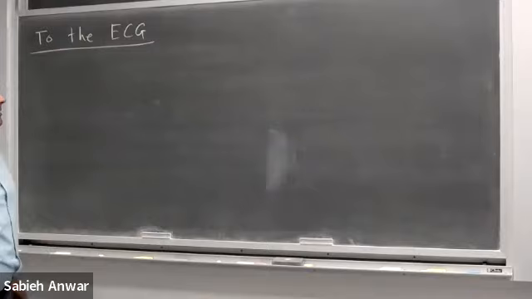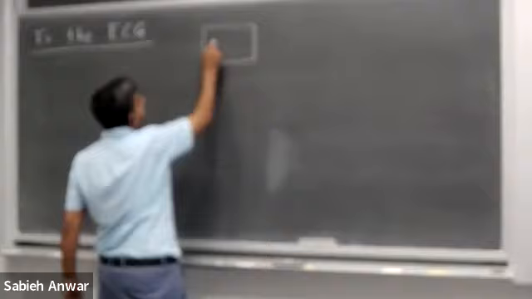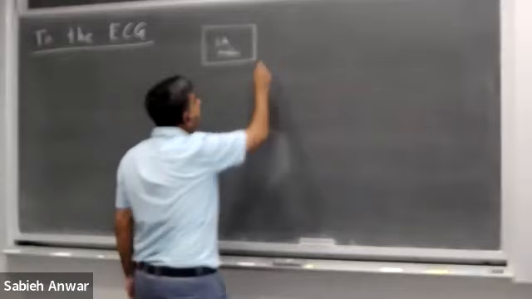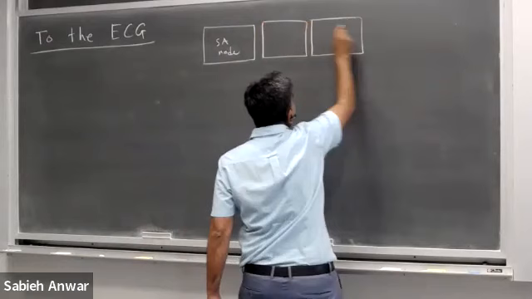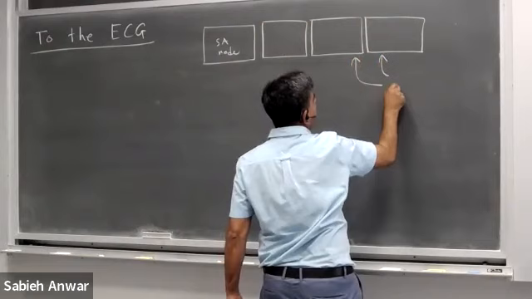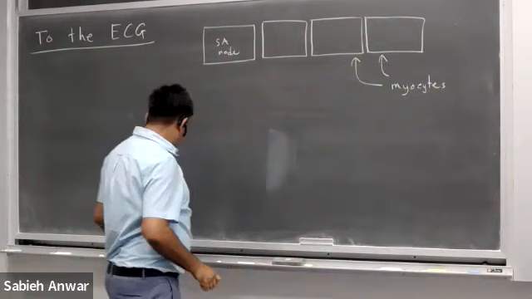So if I represent the sinoatrial node by a cell here, it's in fact a collection of cells. And then these are the myocytes, the cells that make up the cardiac tissue. So an action potential is propagating from the sinoatrial node to the myocytes.